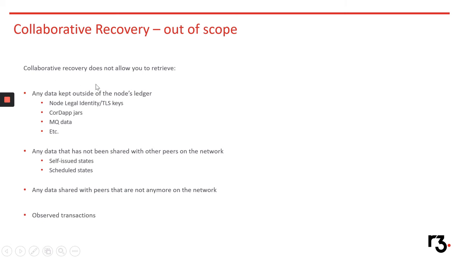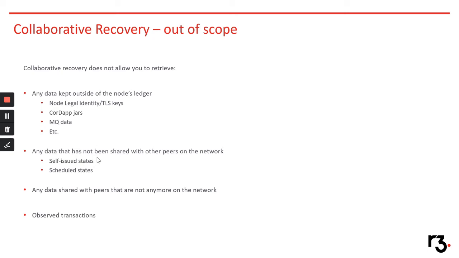All of these need to be accounted for in a disaster recovery strategy, but they can't be recovered via collaborative recovery. Some of our more clued up viewers will also have noticed that any data that has not been shared with other peers on the network is not really recoverable via this technique, because no one else apart from us knows about that data. This includes things like self-issued states that have not been transacted with anyone else, scheduled states, and so on.